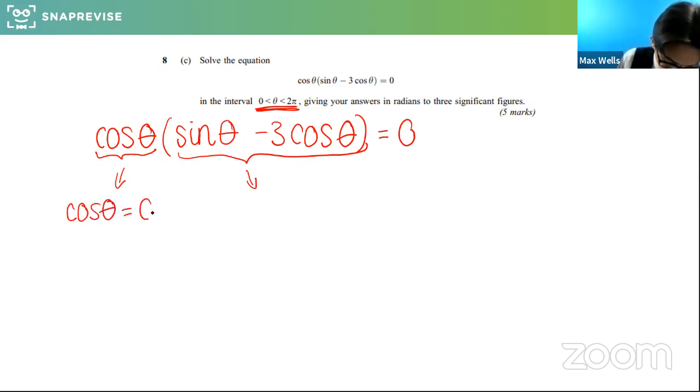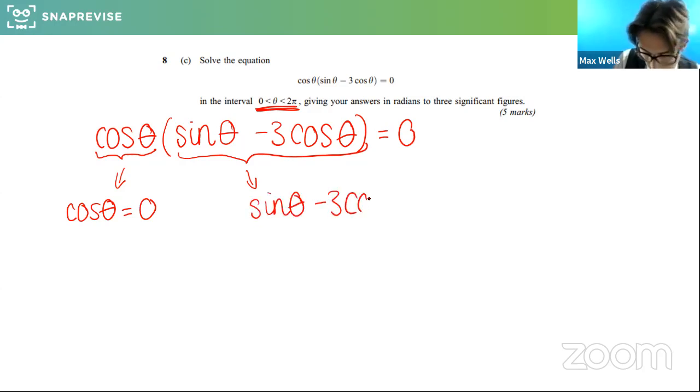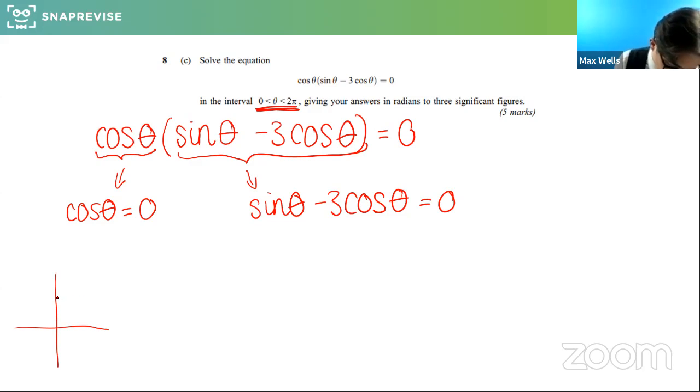Cos theta equals 0, or sine theta minus 3 cos theta equals 0. So if we solve this one here, when is cos theta equal to 0? Some people find it easiest to picture the cos graph and think what's going on there. It's doing this, so there's a value there, a value there. Normally this would be 90 degrees, but because we're working in radians, that would be pi over 2 and 3 pi over 2. So there's two of your solutions there.